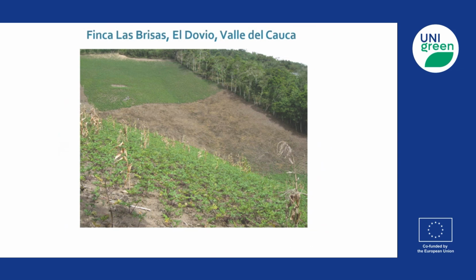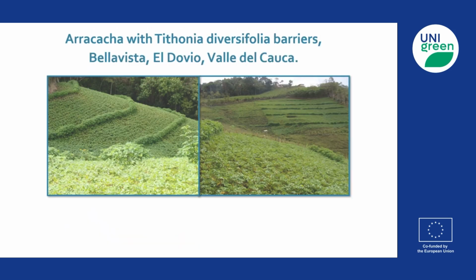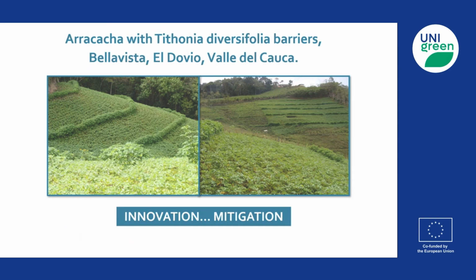But what happened with the farms? Here, for example, in this particular farm, we have 2.5 hectares of arracacha. Arracacha is like a carrot that we eat in Colombia, but it creates a lot of problems with soil erosion. You can see here a lot of soil erosion. They were conventional, so he decided to change his system to avoid erosion. He started to create these corridors with Tithonia to reduce the soil erosion. And once he established the Tithonia, he decided to change crop.